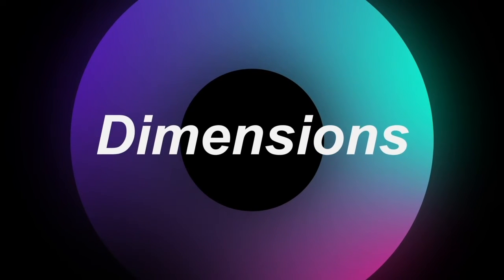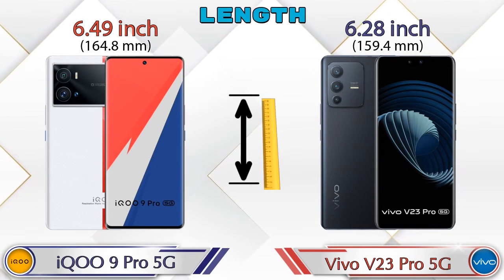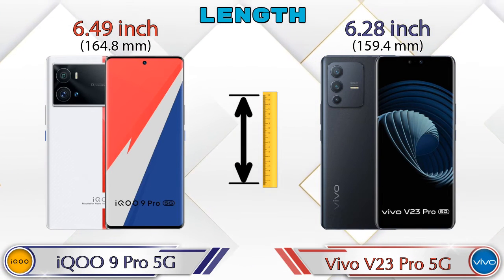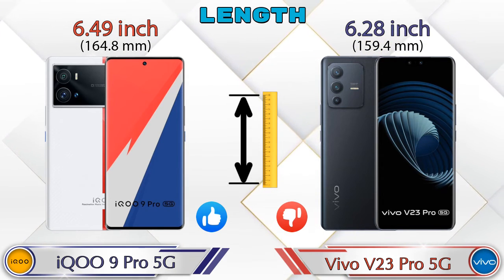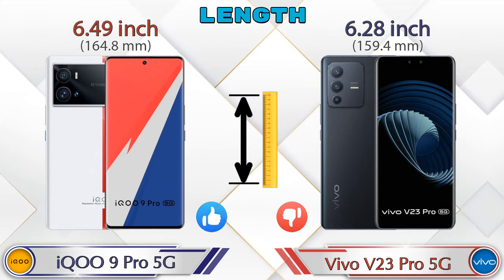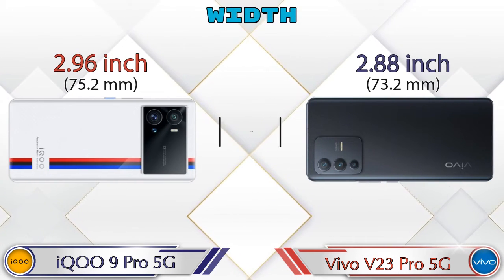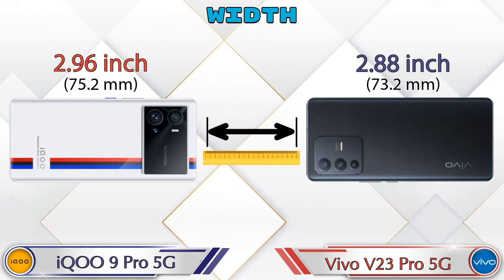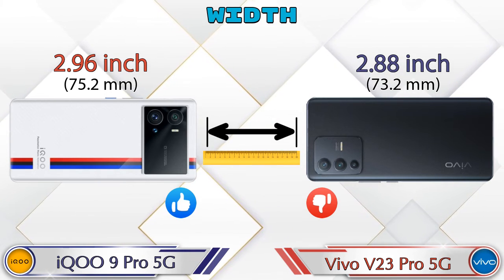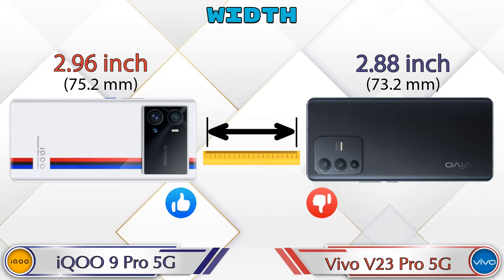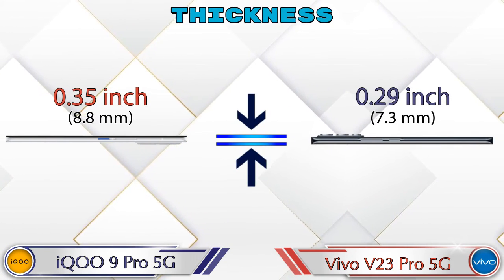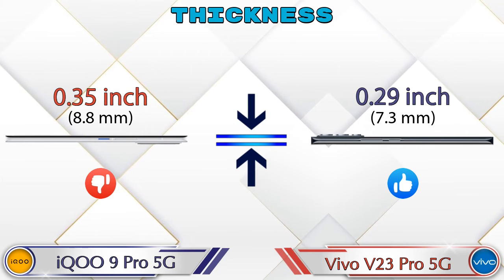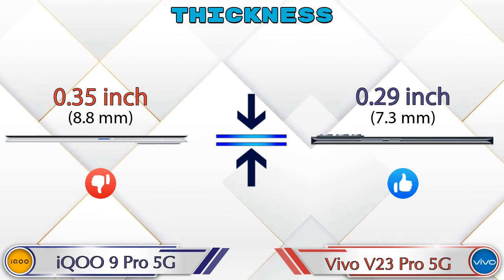Now we check the details about dimensions. Talking about the length of both phones, iQOO 9 Pro 5G is 6.49 inch and V23 Pro 5G is 6.28 inch, which is less than iQOO 9 Pro 5G. Width, iQOO 9 Pro 5G is 2.96 inch and V23 Pro 5G is 2.88 inch, which is less than iQOO 9 Pro 5G. If we talk about thickness, iQOO 9 Pro 5G is 0.35 inch and V23 Pro 5G is 0.29 inch.